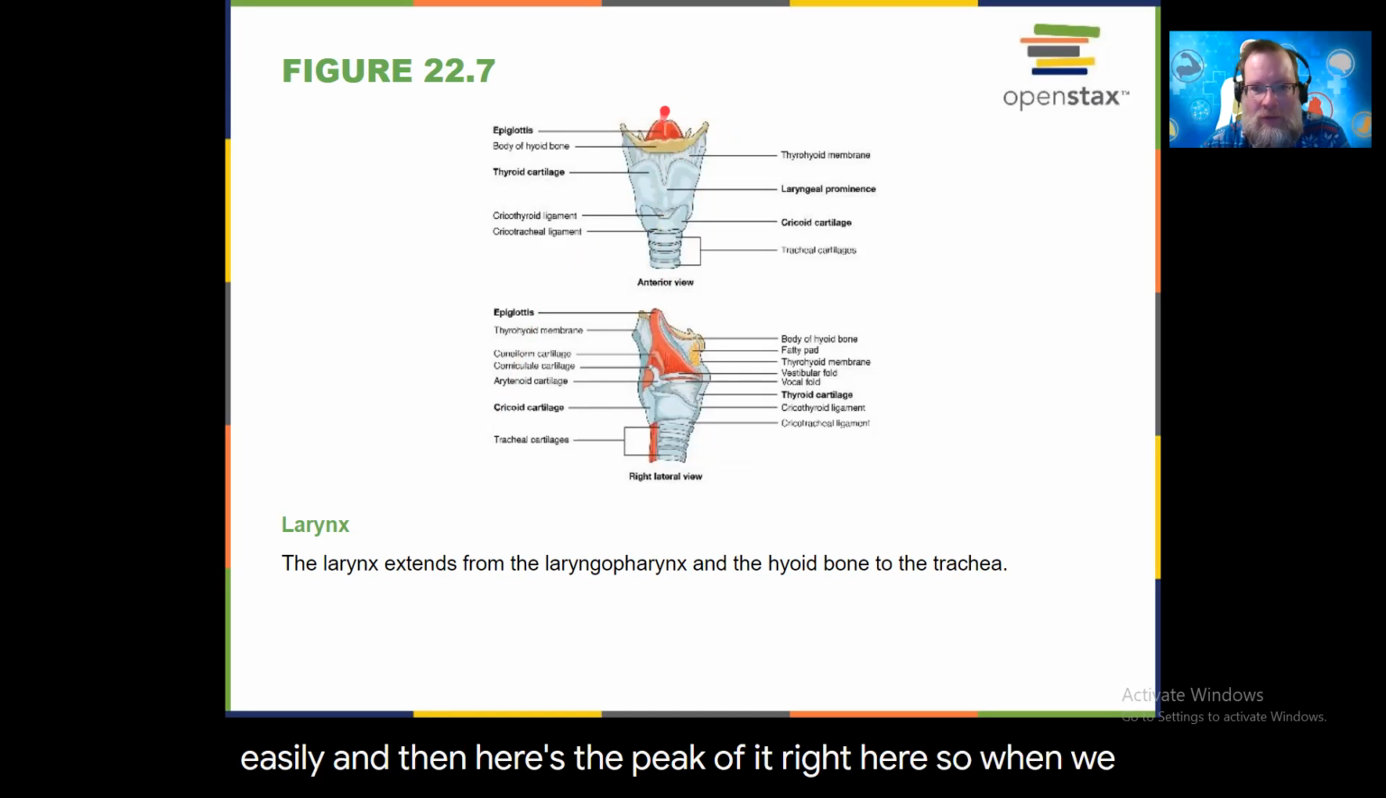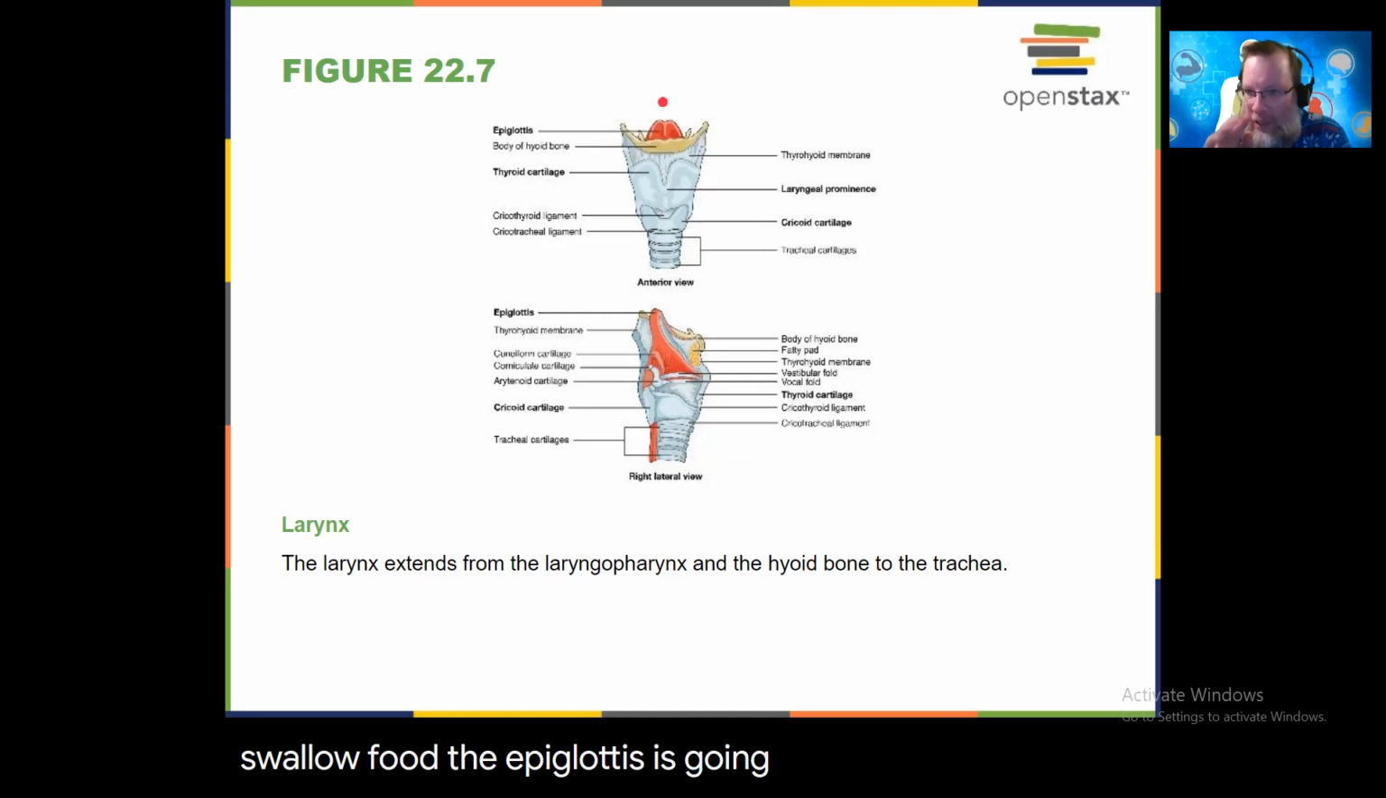So when we swallow food, the epiglottis is going to disappear toward the back. It's actually folding over top of the voice box, or the larynx, preventing food and water from going down into your respiratory system. So that's really the main thing I wanted to show you on here: the epiglottis and the hyoid.